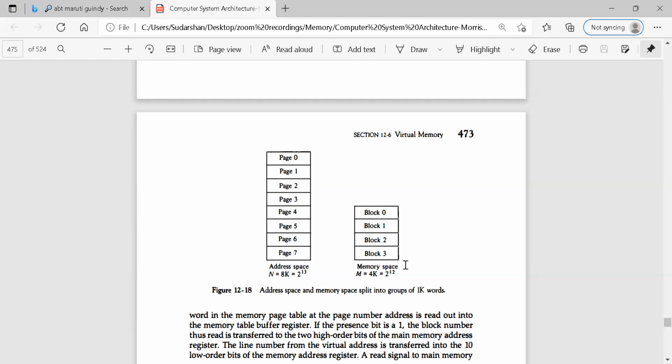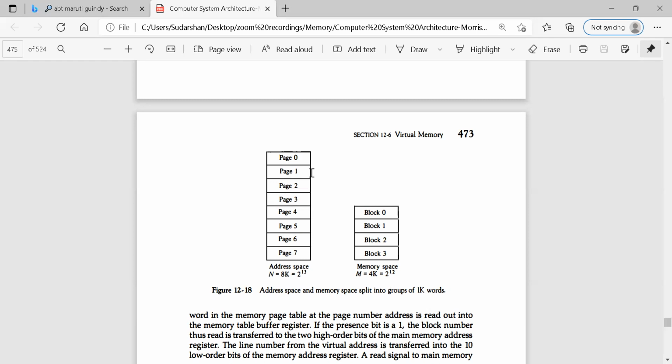Put together, all the 4 put together, it becomes 4 KB. See, my program and data requires 8 pages, whereas the available memory has only 4 pages or 4 blocks. Therefore, at the most, I can keep only any 4 pages of my program and data on the physical memory.